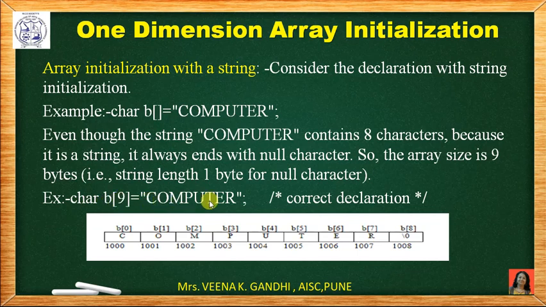So when you initialize the array with a string, in that case the array size should be one character more than the number of characters in the string. You can see in this figure, the string computer is stored like this, computer, and at the end the null byte is stored here. So the array index starts from 0 and ends with what? B of 8.